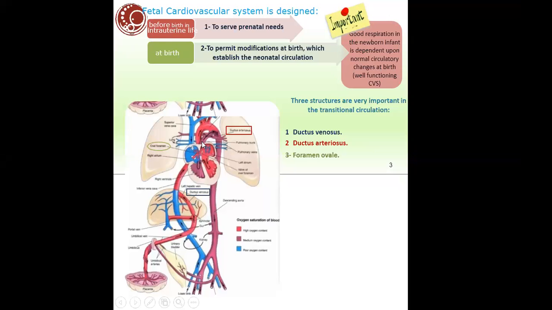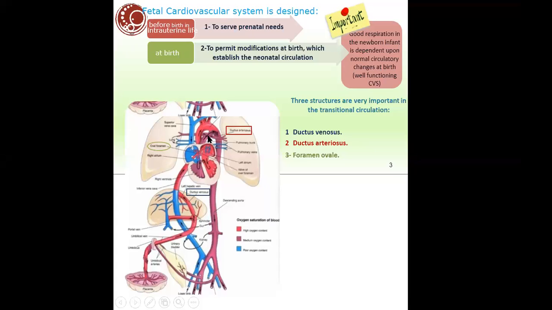One is a reddish one and the other is the pinkish one, meaning that it contains comparatively less oxygen. The ascending ones are the reddish vessels. So from the right ventricle, the pulmonary trunk will arise. But as I told you in the previous slide, the lungs need very little oxygen because they are filled with amniotic fluid.